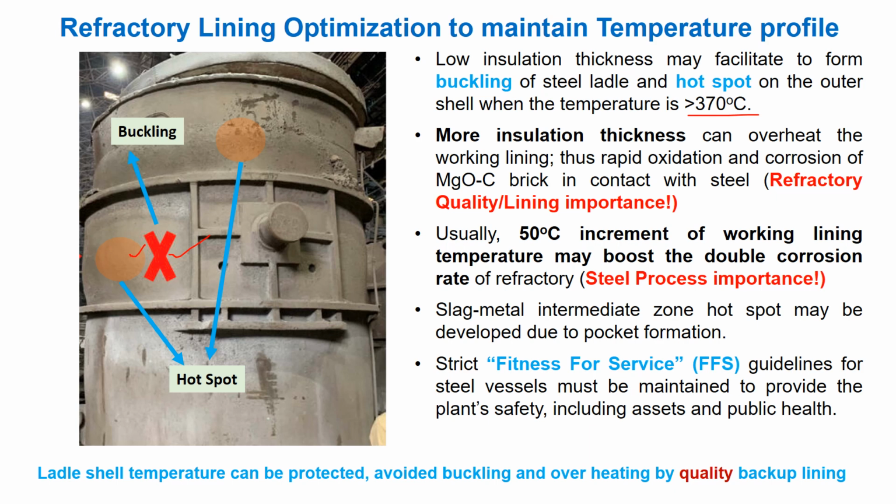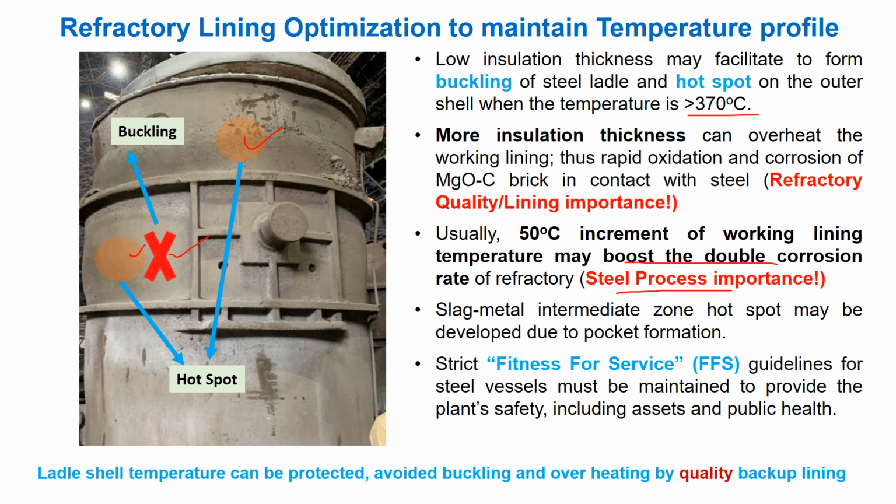This is the issue of refractory quality and lining importance. Usually a 50 degree centigrade increment of working lining temperature may boost the refractory's corrosion rate double, that is the steel process importance. Slag metal intermediate zone hotspots may be developed due to pocket formation. The thickness of the lining may vary, because of this it happens. Strict fitness for service guidelines for steel vessels must be maintained to provide plant safety, including assets and public health.